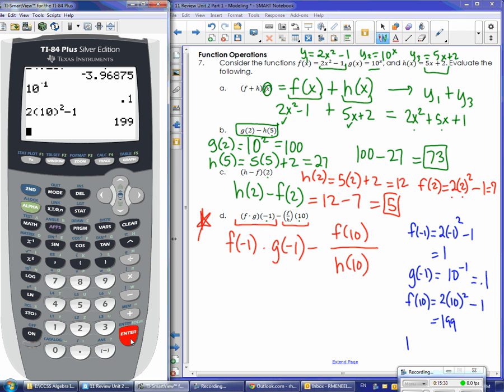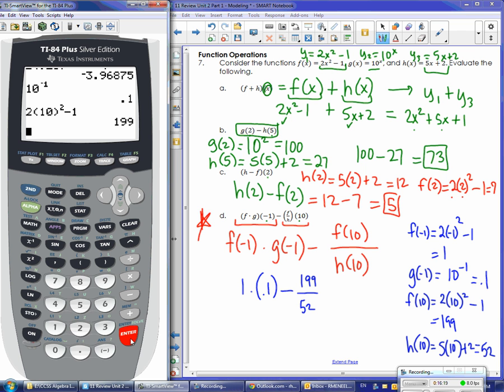And finally, h of 10. So with h of 10, we've got 5 times 10 plus 2. Well, 5 times 10 is 50, plus 2 gives me 52. And now I'm essentially just going to plug in these numbers for each of the different quantities. So f of negative 1 we said was 1. I want to multiply that by g of negative 1, which we said was 0.1. And then I want to subtract f of 10, which we said was 199, divided by h of 10, which we said was 52.